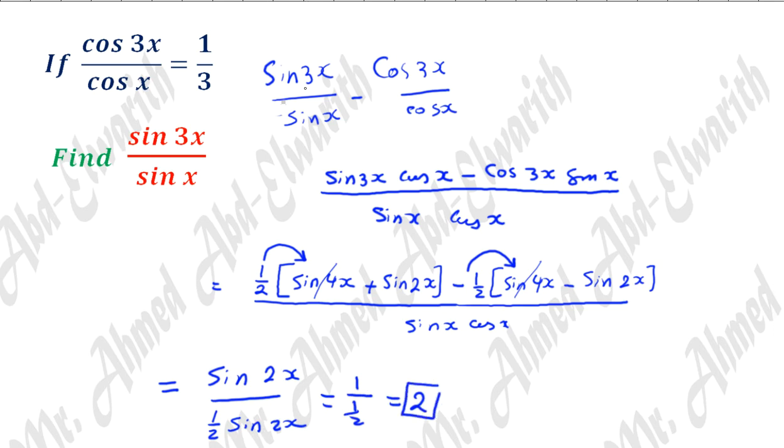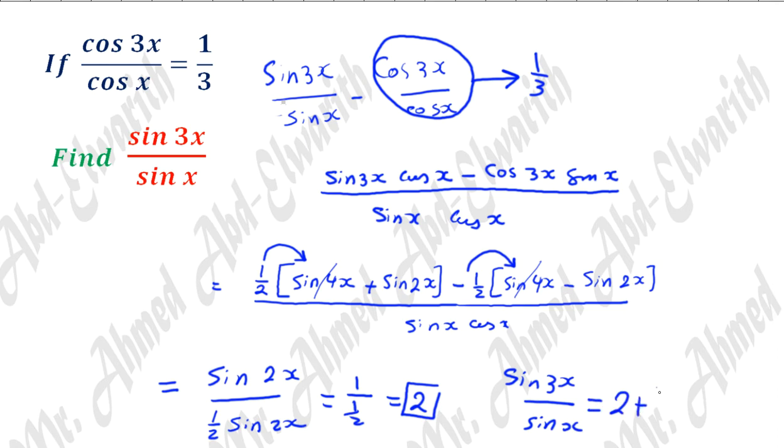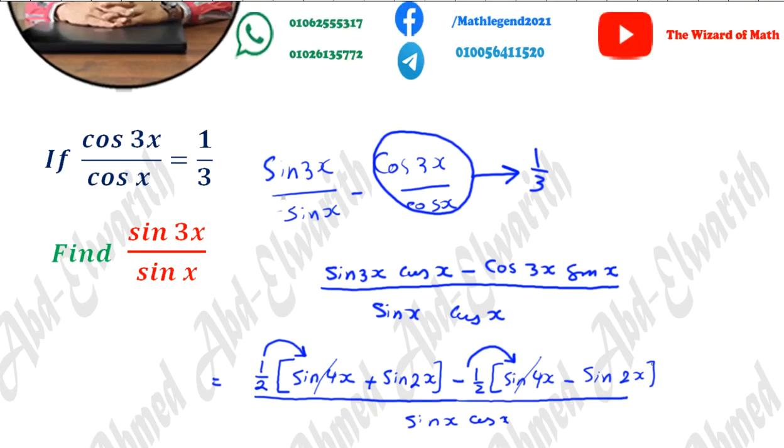Then the value of sine 3x over sine x minus cosine 3x over cosine x equals 2. But this term equals a third. Then sine 3x over sine x equals 2 plus a third, equals 7 over 3. Now we found the value.